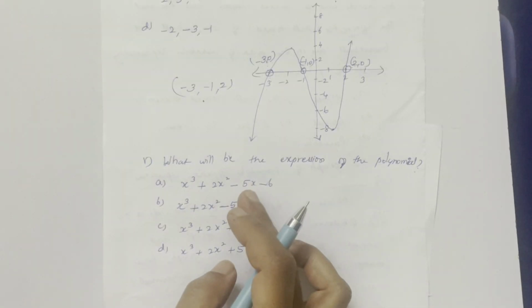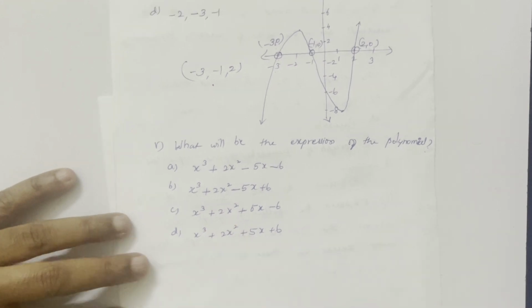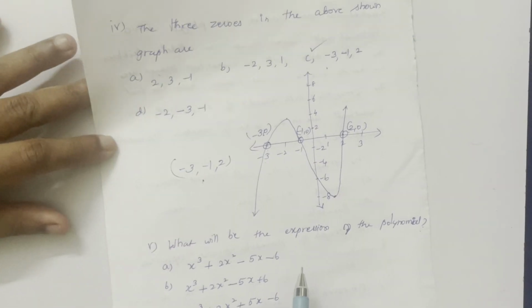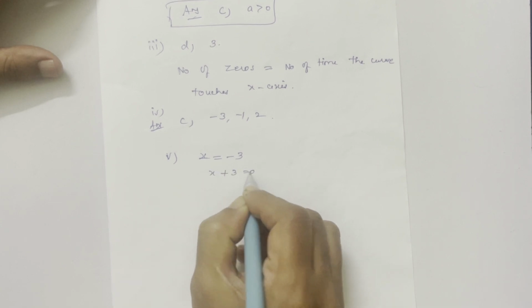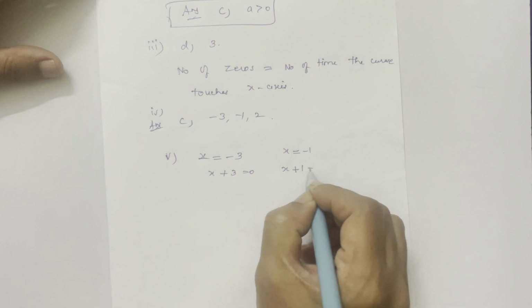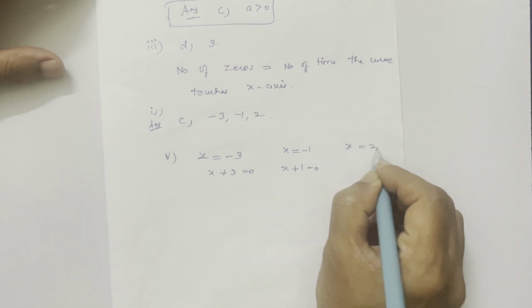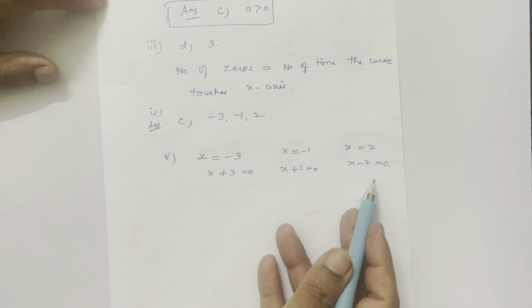Next one, what will be the expression of the polynomial? We have to find the polynomial from these zeros. Let us take x equal to minus 3. So x plus 3 equal to 0. And x equal to minus 1. So it will become x plus 1 equal to 0. X equal to 2. So x minus 2 equal to 0. Each one is equal to 0.